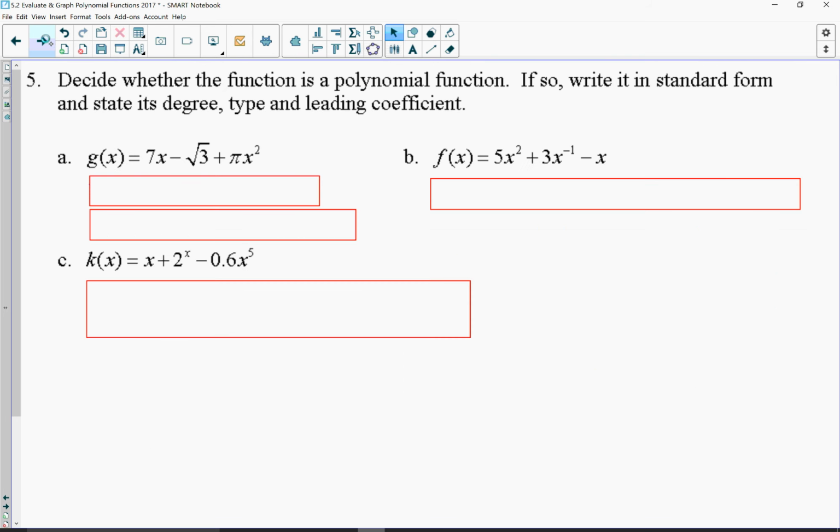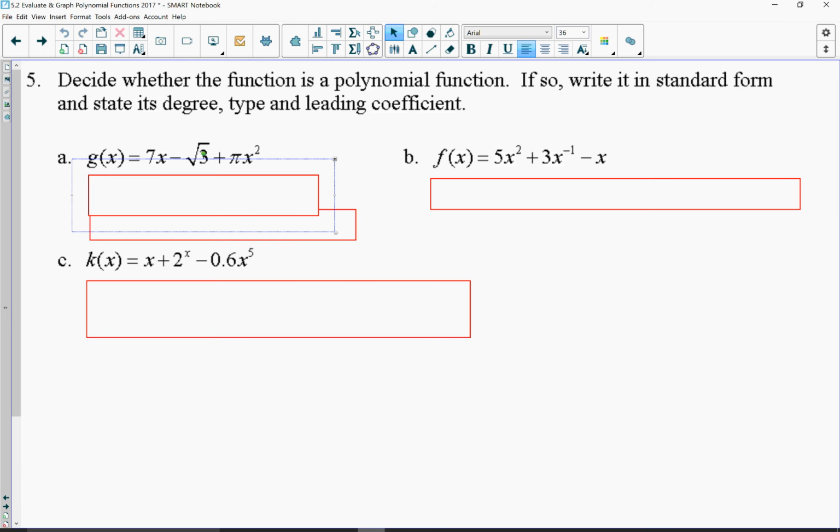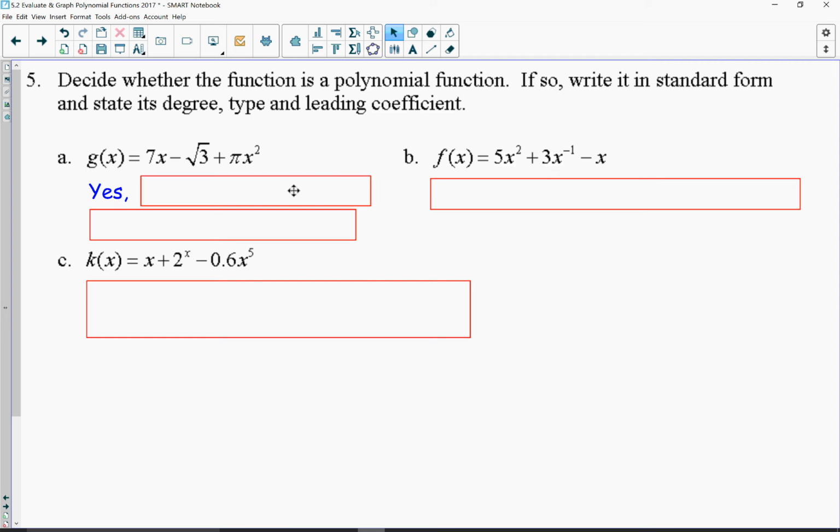So first thing we're going to look at is deciding whether or not we have a function that is a polynomial function. If it is, we're going to put it in standard form, tell the degree, the type, and the lead coefficient. So for A, if we look at all the exponents, they are all real whole numbers, and all of the coefficients are real numbers. So yes, this is a polynomial function.